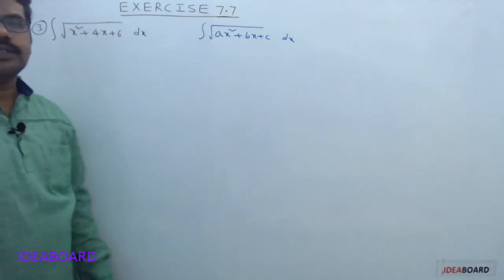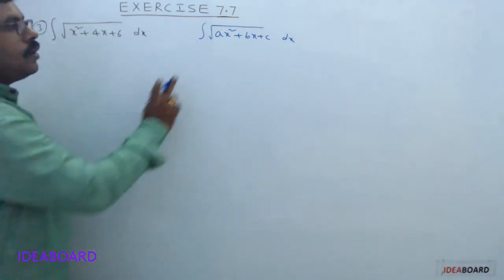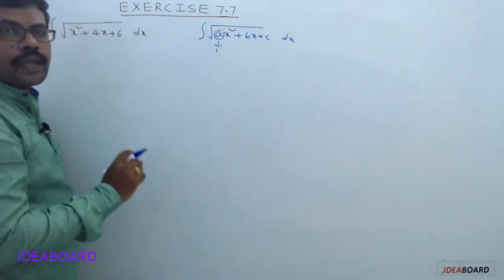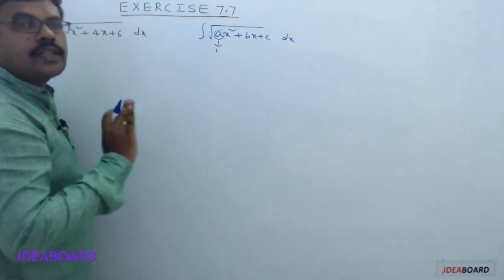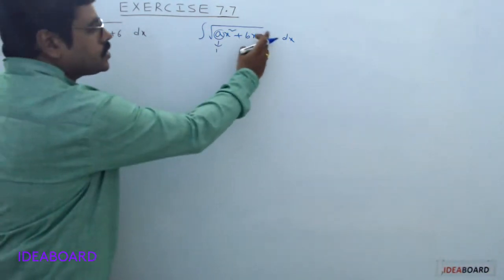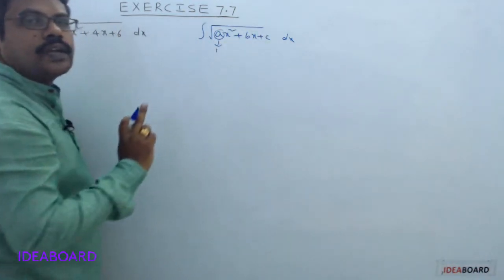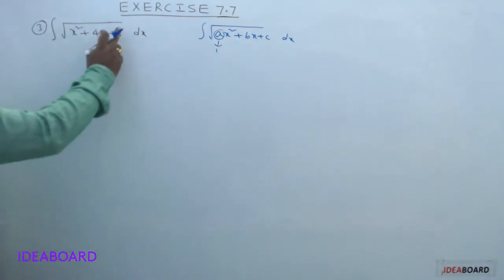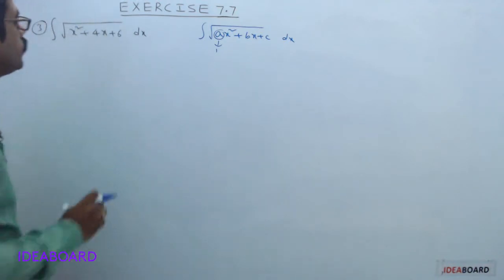Now what is the procedure to evaluate this type of integrals? First make x square coefficient as a unity. After making x square coefficient as a unity, whatever the remaining expression will be there inside the root function, make that expression as a perfect square. Here already x square coefficient is a unity. So try to make the remaining expression as a perfect square.